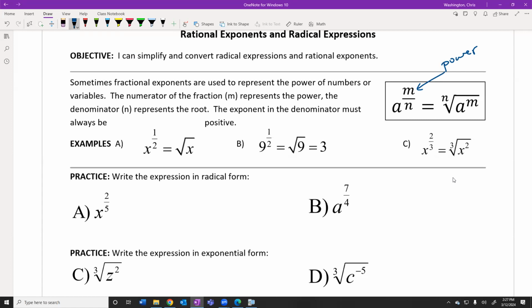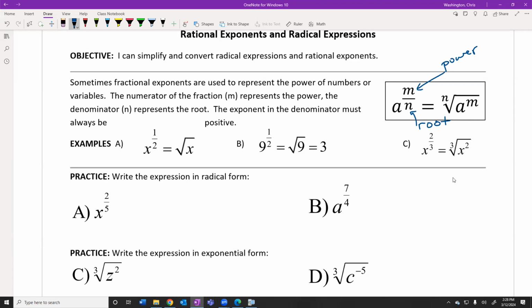The bottom number of the fraction in the exponent, when m over n is in the exponent, is the root of that expression. So this relationship says that a fractional exponent is really just a root or radical expression. For the examples, I already give you the answer. We're going to walk through those, and then we're going to look at a couple that don't have the answers.